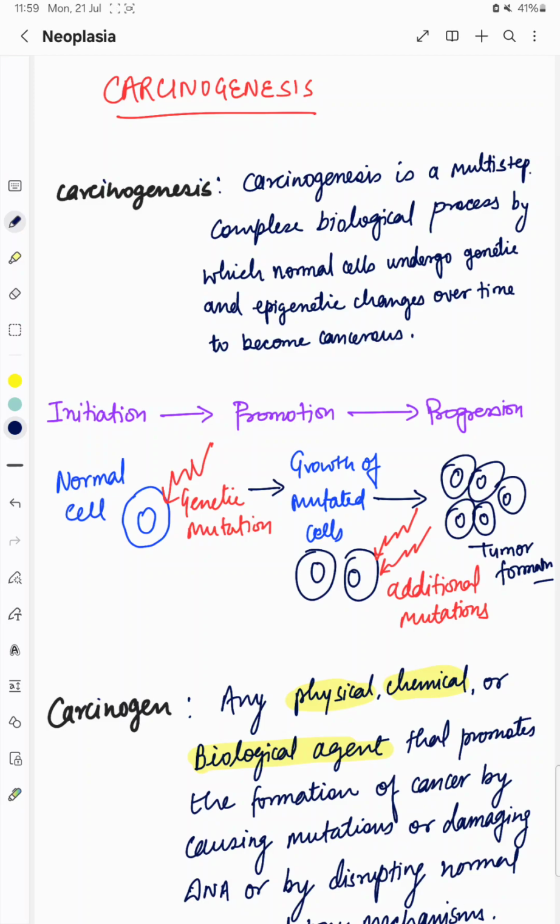So, by definition, carcinogenesis is a multi-step complex biological process by which a normal cell undergoes genetic and epigenetic changes over time to become cancerous. So a normal cell becomes a cancerous cell, and this process is known as carcinogenesis. Carcinogenesis is a multi-step complex biological process which involves genetic and epigenetic changes in a normal cell.